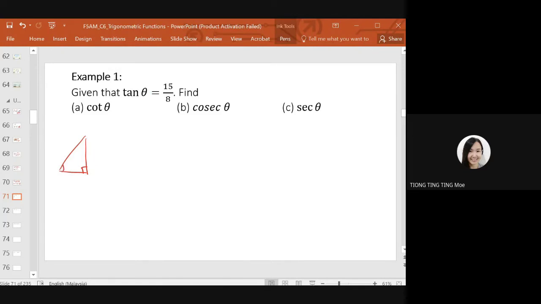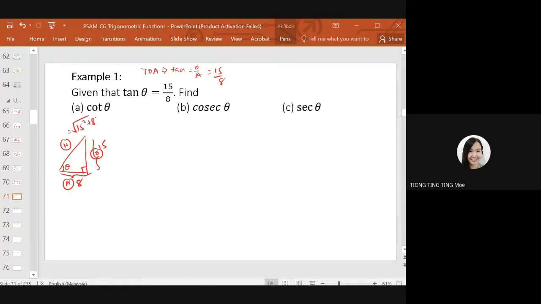So your tangent theta, SOHCAHTOA, tangent is opposite over adjacent. So 15 over 8. From here, this is your hypotenuse, this is your A, then another one is your O. So tangent is 15 over 8, which means your opposite is 15 and your adjacent is 8. Then what is your H?